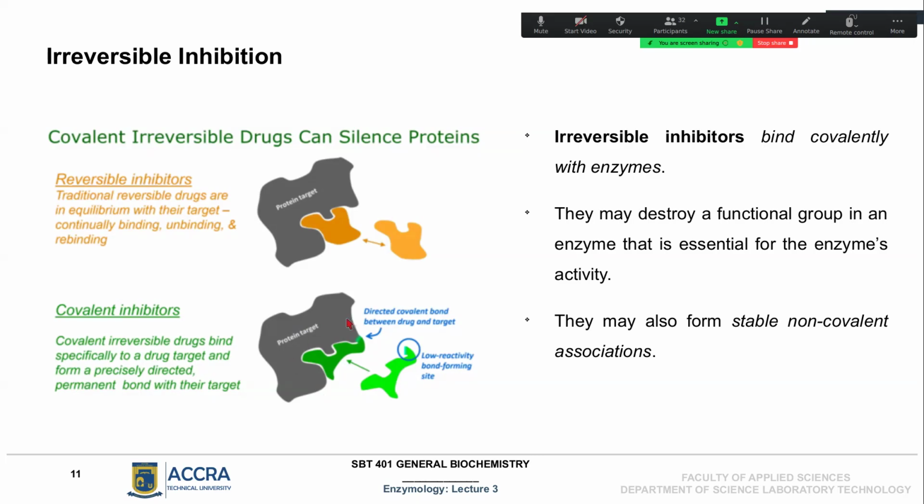So it means that it forms a complex. It is forming almost like a molecule of its own. Say two molecules bound together covalently is turning into a different molecule altogether with some covalent bond between them. Or even if it is not a covalent bond, it is a stable, non-covalent interaction between the inhibitor and the enzyme.